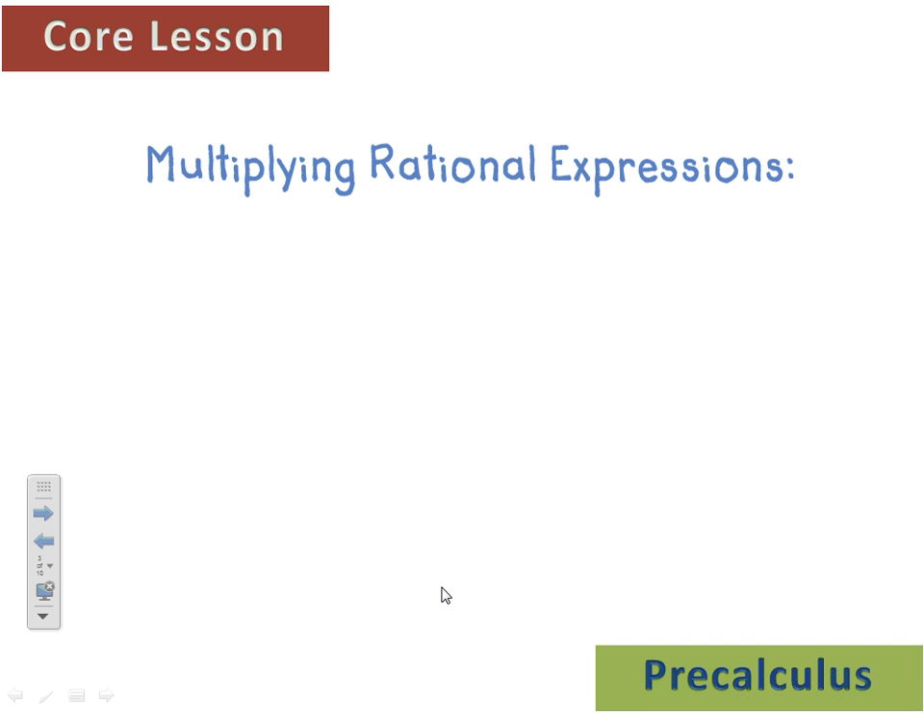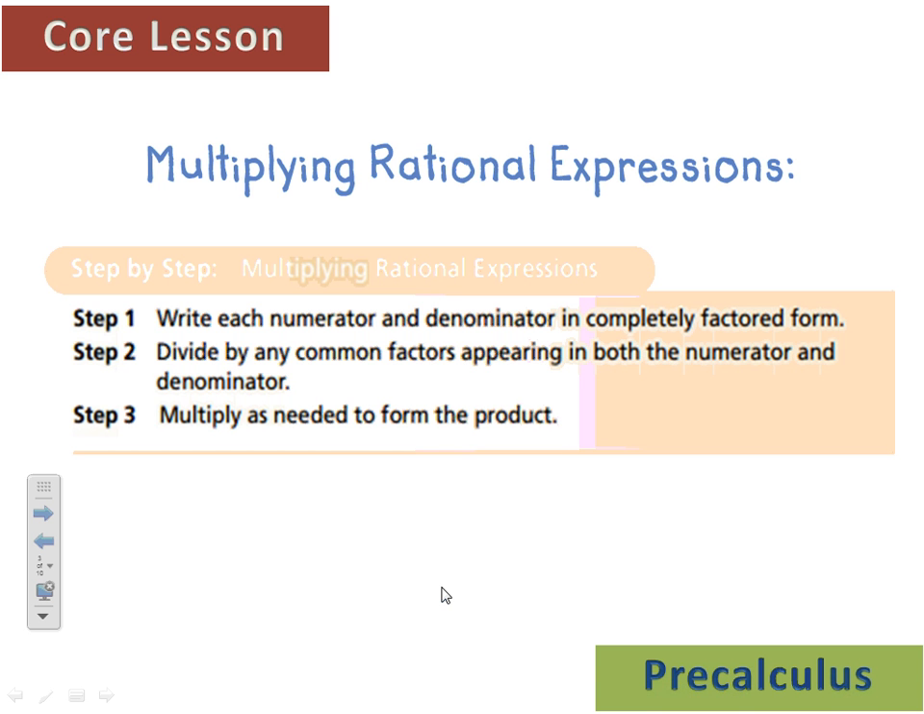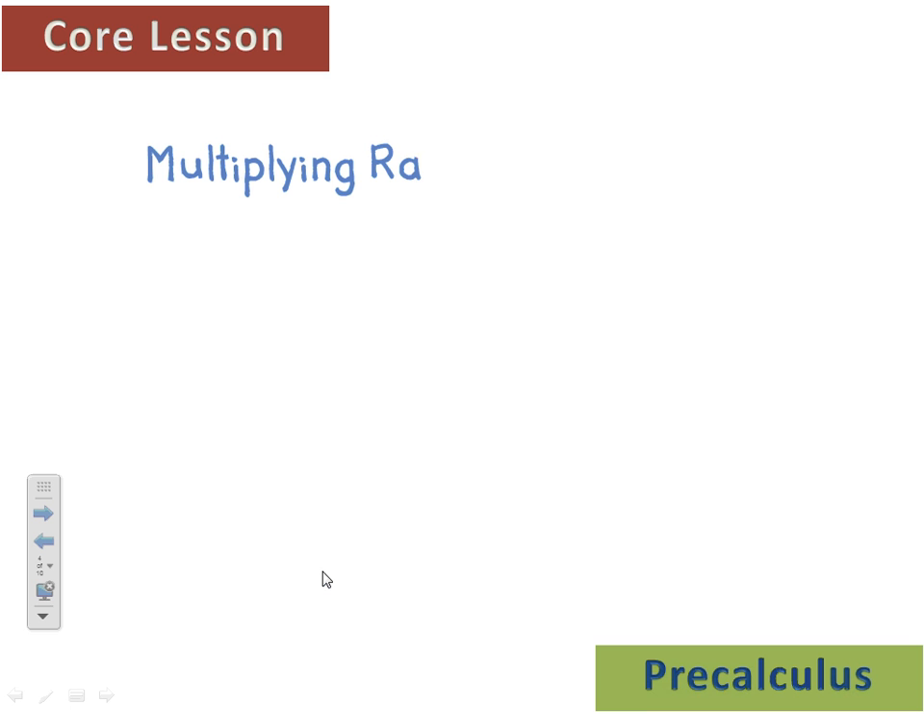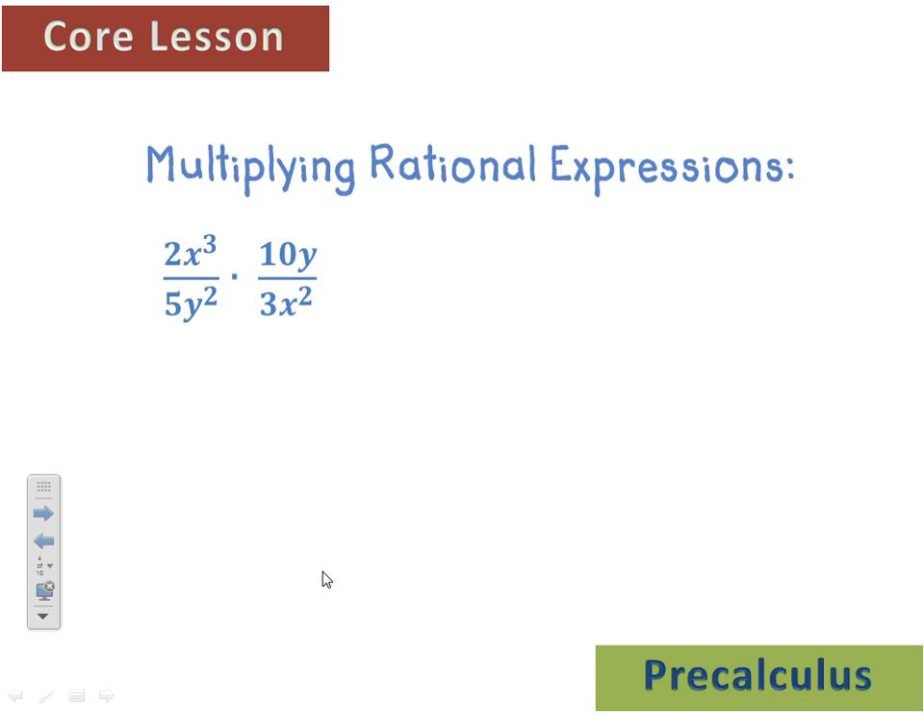How do you multiply rational expressions? We'll start there. Pause me right now if you want to write down each of the steps, otherwise we're going to practice two problems. First example, 2x cubed over 5y squared times 10y over 3x squared. When you multiply any type of fractions, you multiply straight across. The other example would be x over a binomial times 6x minus 18 over 9x.